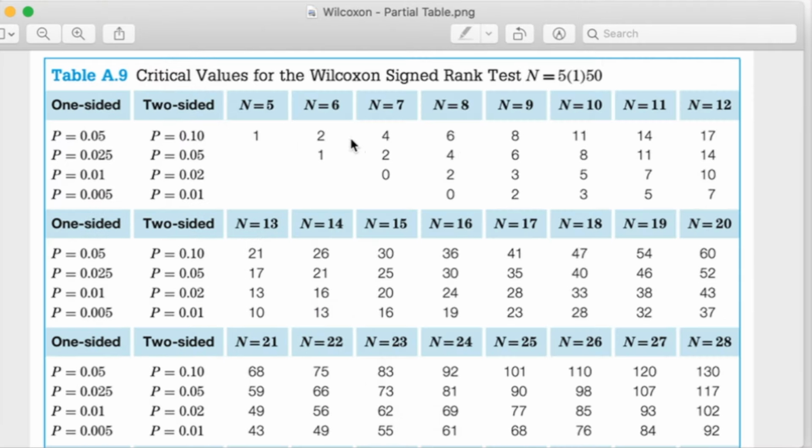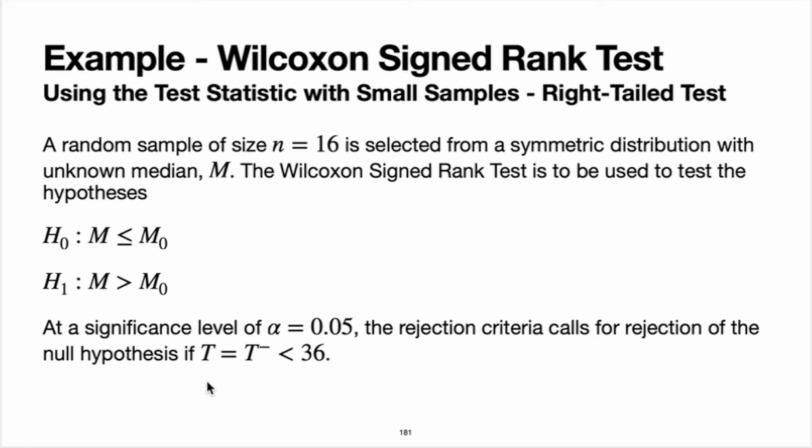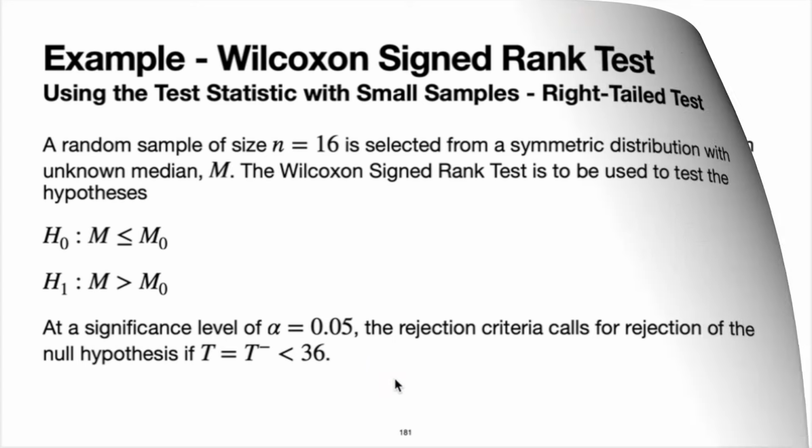Here is what this table looks like. This is a screenshot of part of the table. So we're dealing with a sample size of 16. We're performing a one-tailed test, or a one-sided test, using a significance level of 0.05. And so the critical point is 36. And so we would reject the null hypothesis if the test statistic t minus is less than 36.